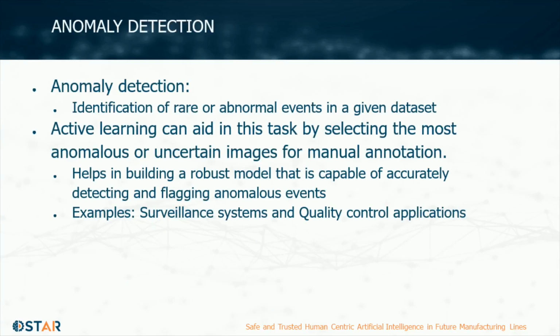Anomaly detection. In computer vision, anomaly detection refers to the identification of rare or abnormal events in a given dataset. Active learning can aid in this task by selecting the most anomalous or uncertain images for manual annotation. This helps in building a robust model that is capable of accurately detecting and flagging anomalous events, which can be particularly useful in surveillance systems or quality control applications.